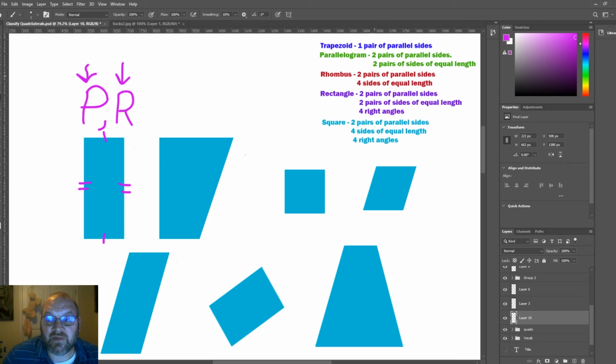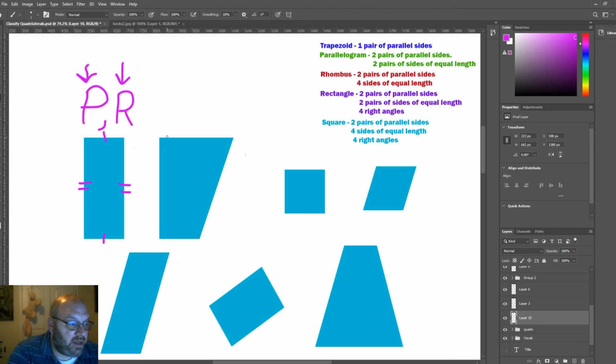Okay, so you have to go through every definition, because I know on the MobyMax test or lesson it says mark all that apply or something like that. Okay, so this one is a parallelogram and a rectangle. Great, let's look at this next one.